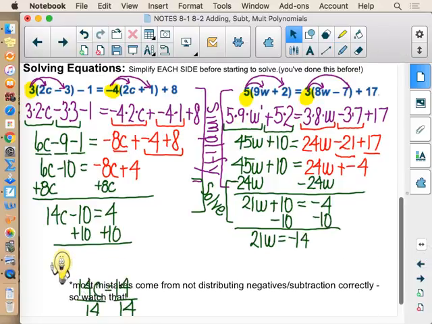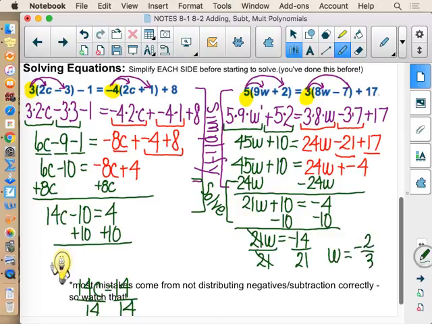I would then divide both sides by that 21, and this won't come out a whole number. Okay? In fact, when you simplify that, it should come out negative 2/3, and there's our final answer. Negative 0.6 repeating would be fine as well.